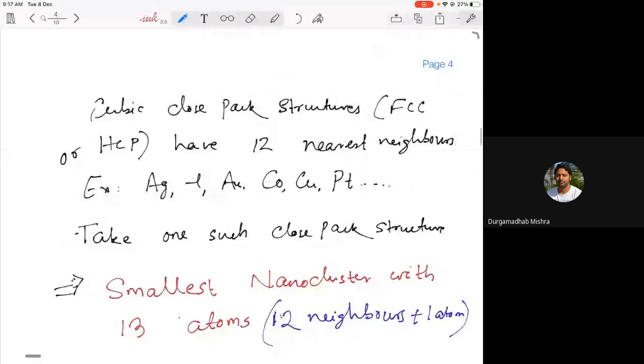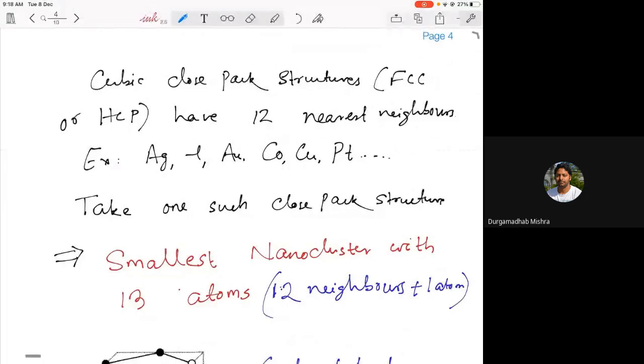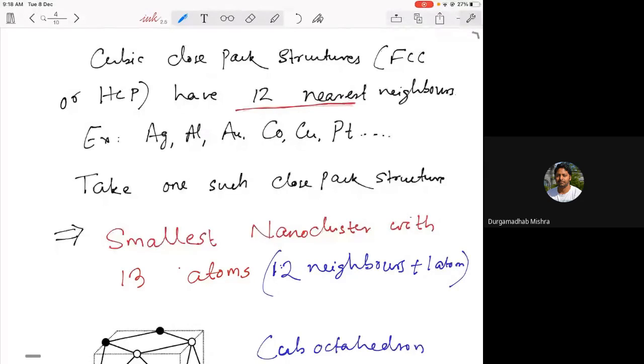When you look at most of the cubic close packed structures, either FCC or HCP, you always have 12 nearest neighbors, right? FCC structures are, for example, silver, gold, aluminium, cobalt, copper, platinum. So many of these metallic systems are arranged in a cubic or FCC lattice.